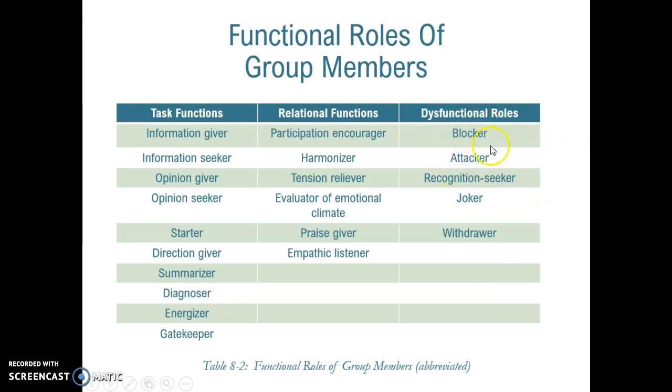Then there is an attacker. What an attacker does is that not only does he stop somebody from saying something, he or she would say something mean or hurtful or insensitive. By saying something like, "Oh, I don't think your idea will work at all," or "I think it's a stupid idea. Why are we wasting time listening to this?" Or somebody might say, "I think what you said is just utterly nonsense." Things like that. It happens.